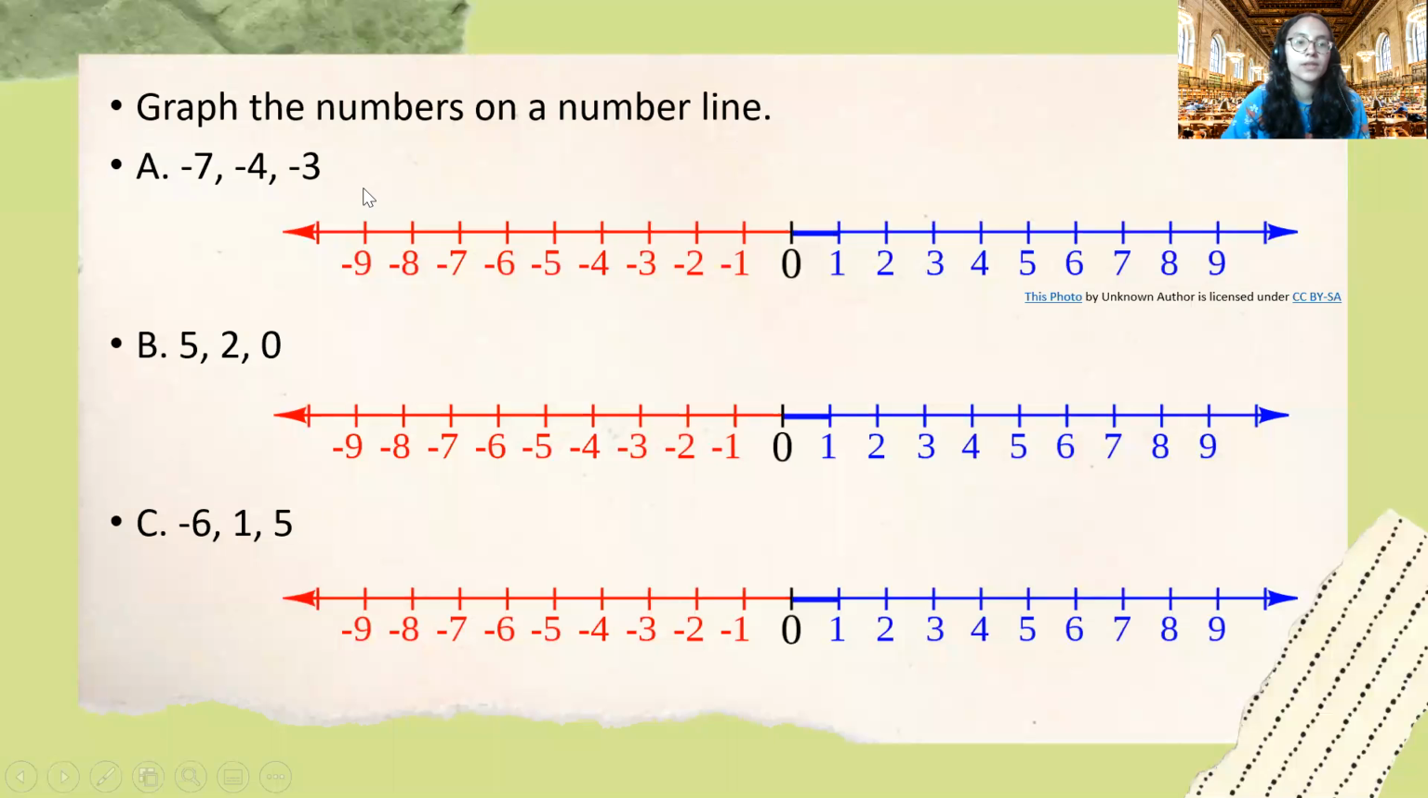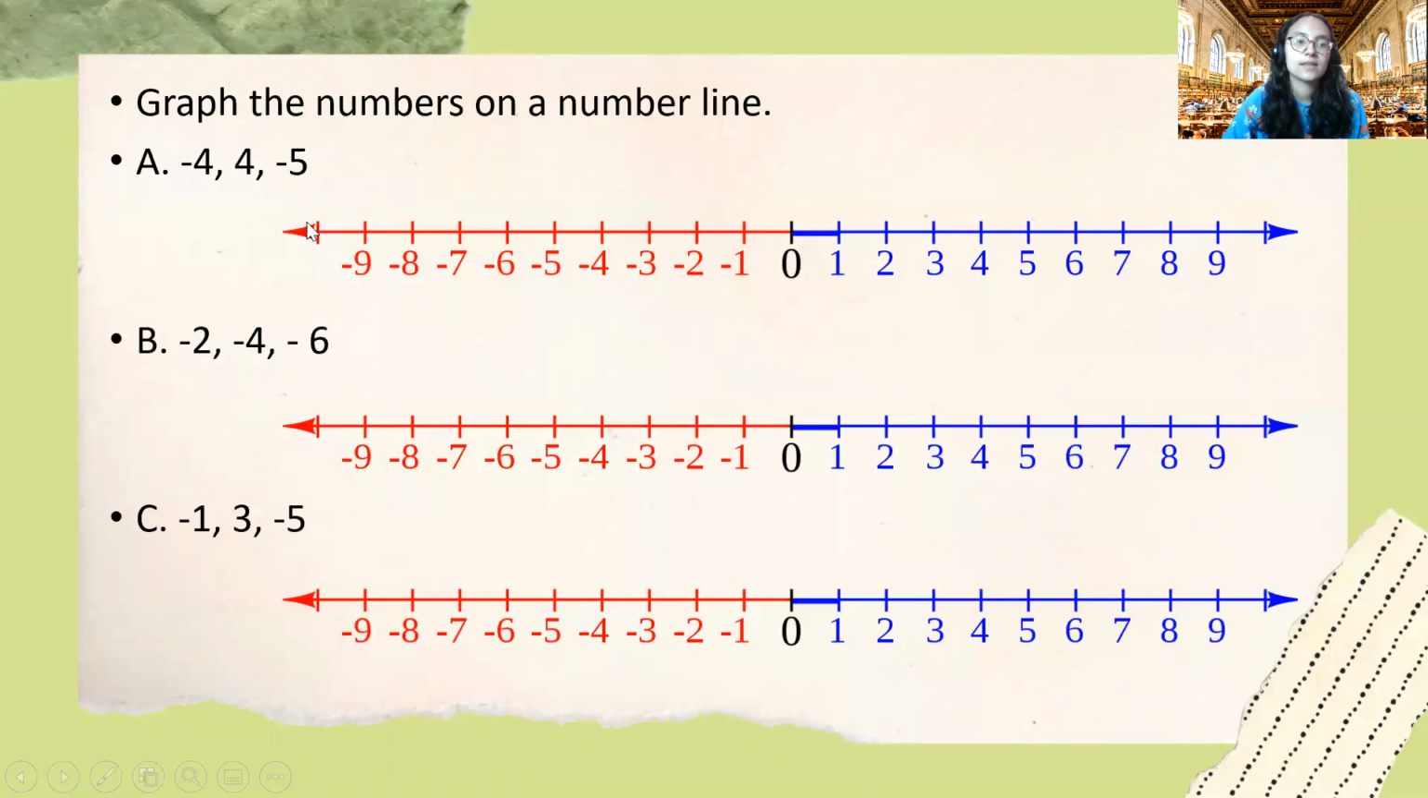Okay, we're going to go on to the next slide. And this is an exercise that you can try at home. It looks exactly like the ones that we have done. Remember that the left side of 0 is for negative numbers and the right hand side of 0 is for positive numbers. Okay, I know that you can do it. And if you have any questions, you can always refer back to this video or to the previous lecture.